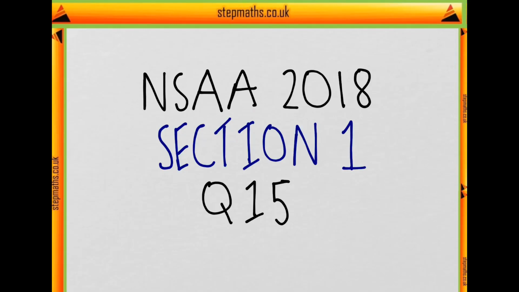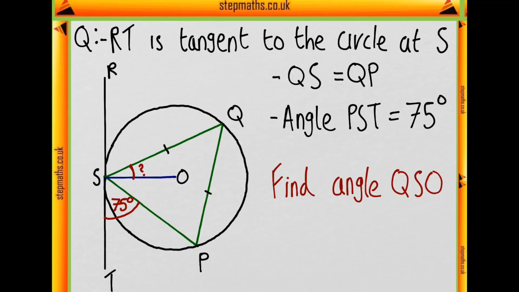This is question 15 from section 1 of the 2018 NSAA paper. In this question, we're given a circle centred at point O here, and we're told RT is tangent to the circle at S. So RT meets the circle at one point, and it's this point, S.